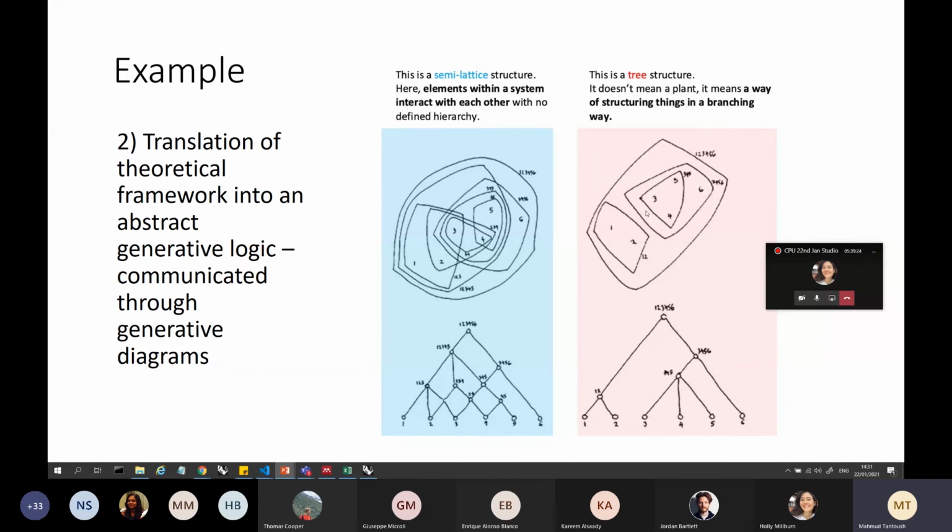So this is the translation of the theoretical framework into an abstract generative logic. I think A City Is Not a Tree is a theoretical framework that really provides you with a way of conceptualizing the generative logic already. Other theories might not necessarily do it. All the theories are different and they all need a different process, but this is one example that I thought of yesterday.